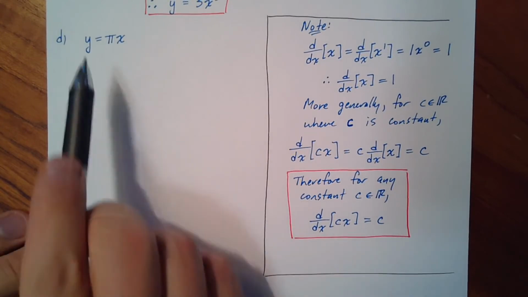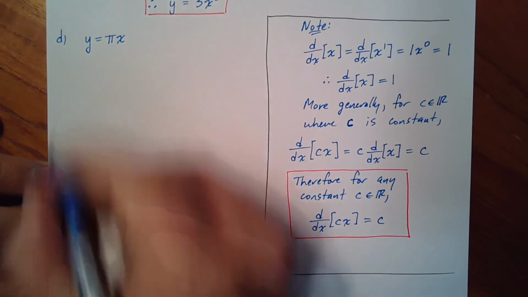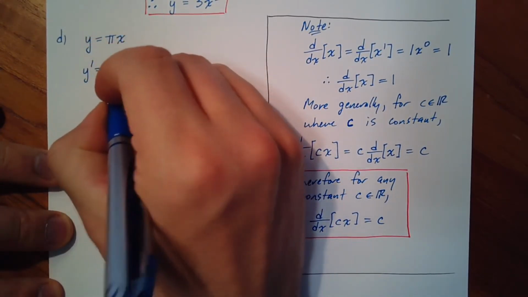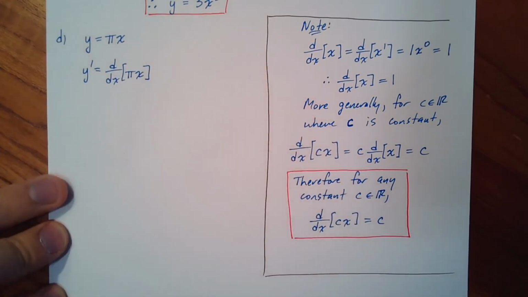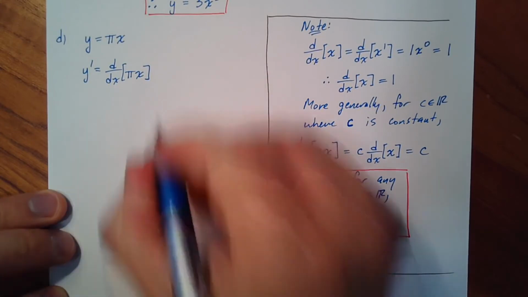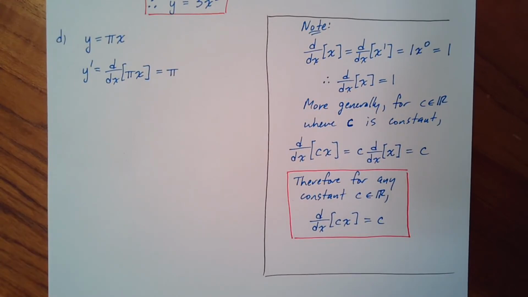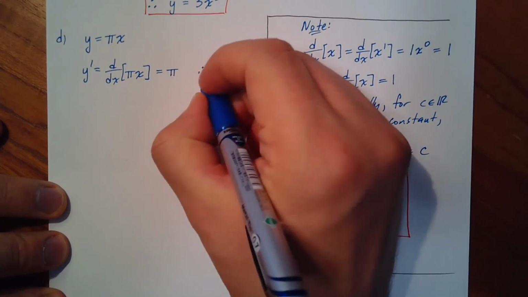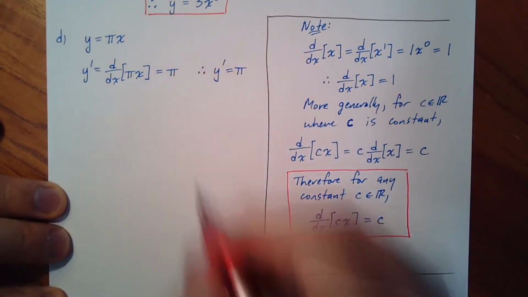And basically it lets you do derivatives like this very quickly. So really, because we can say that, y prime now is the derivative with respect to x of pi x, which by this rule, just take c equal to pi, and the result is just going to be pi. So we get pi. Okay, if I'm following the same convention, I can say therefore y prime is equal to pi for this example.